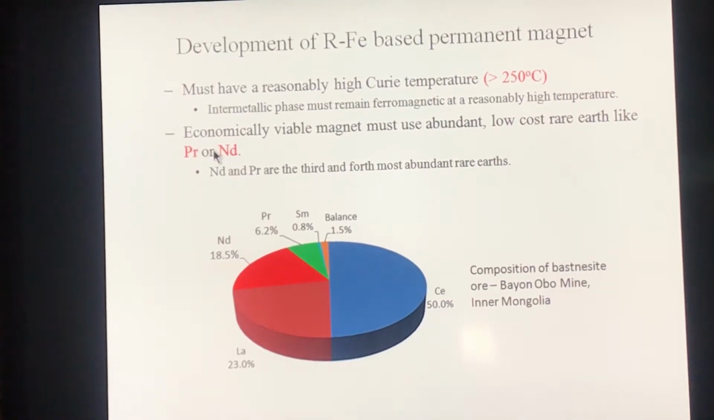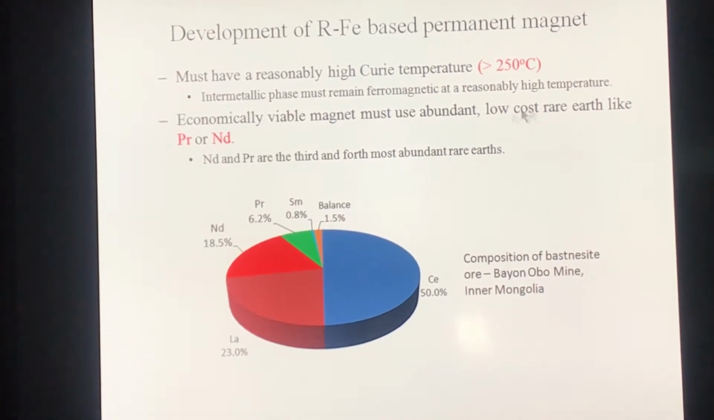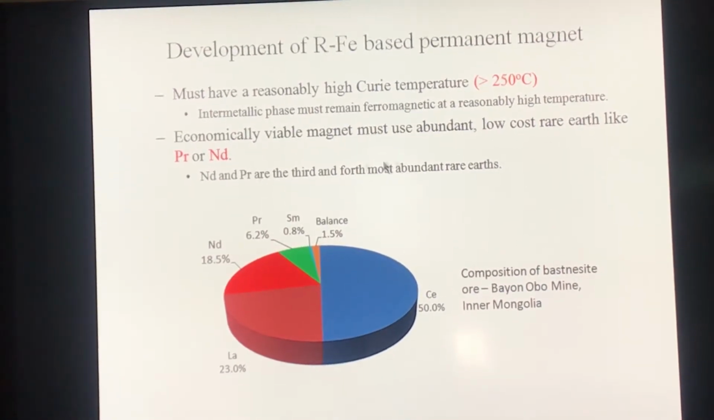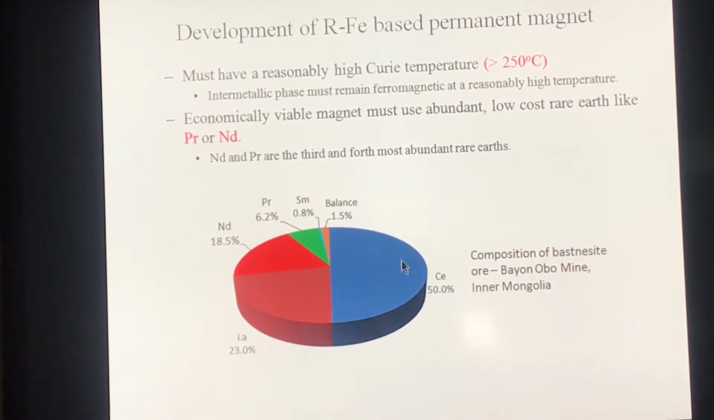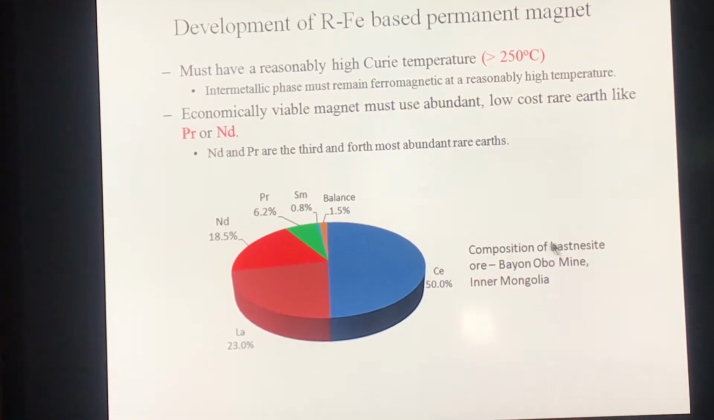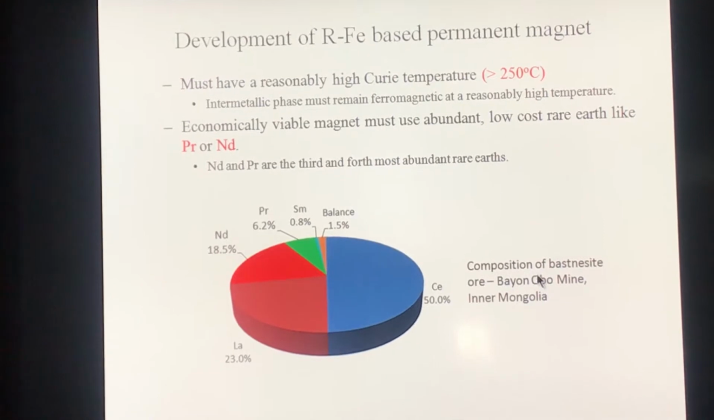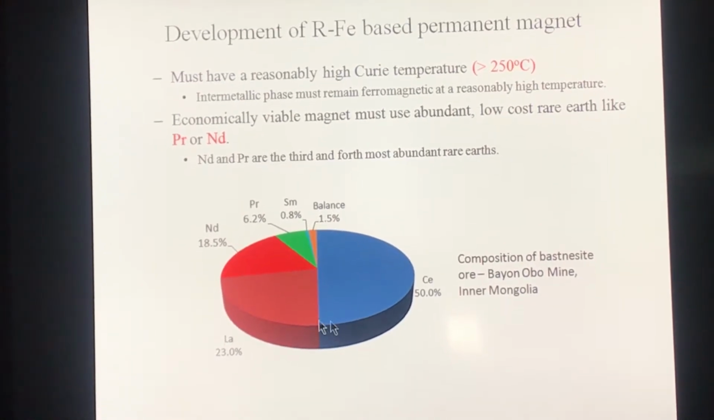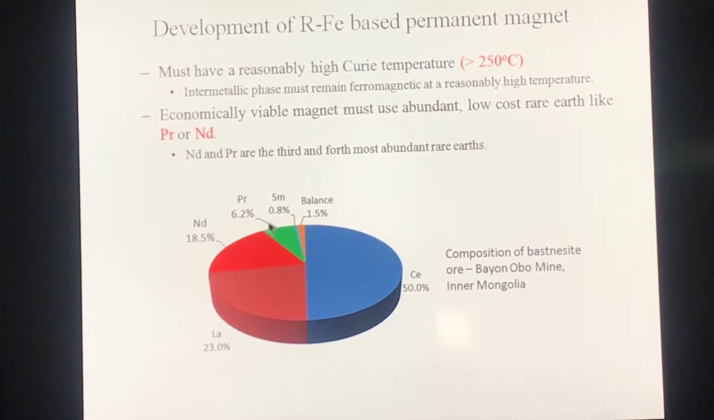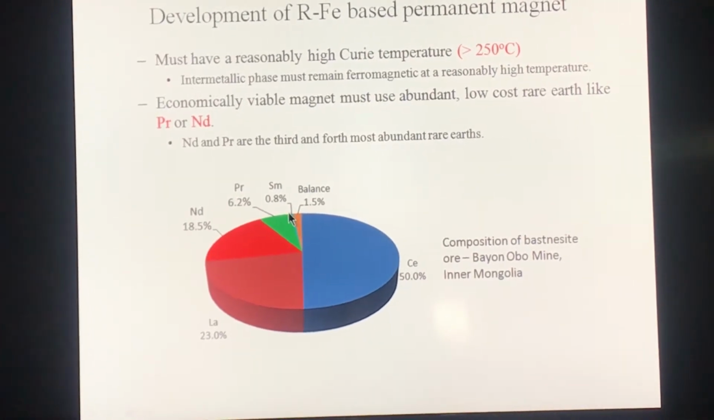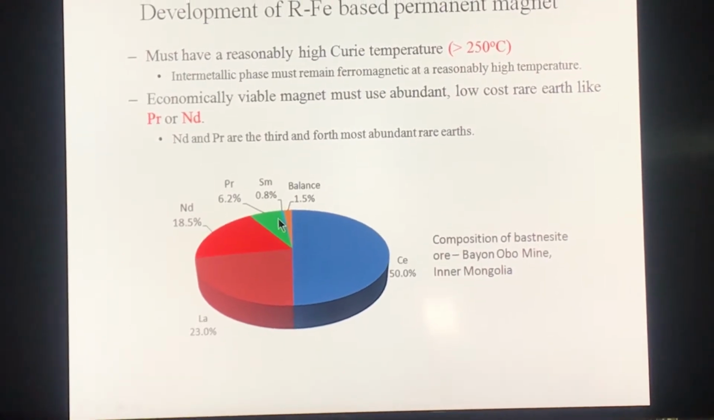In addition, to have an economically viable magnet, it must use one of the abundant, low-cost rare earths like praseodymium or neodymium. This is a breakdown of the composition of the rare earths that are obtained from a bastnasite ore in Bayan Obo mine in Inner Mongolia, which is the largest rare earth mine in the world. And you can see that neodymium is about 18.5%, praseodymium about 6.2%, but samarium is only 0.8%. That's why samarium is relatively expensive.